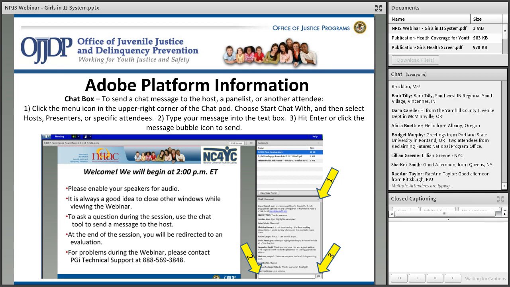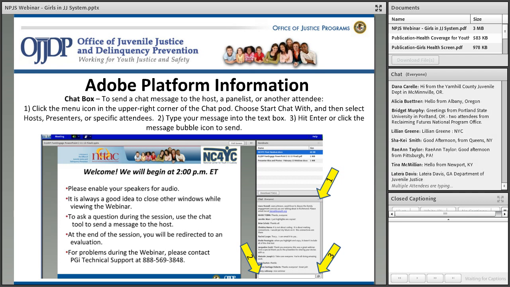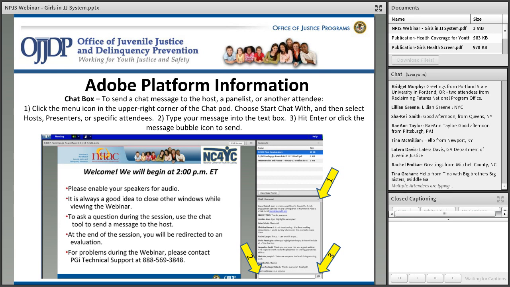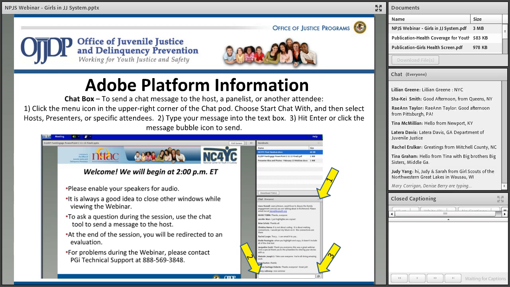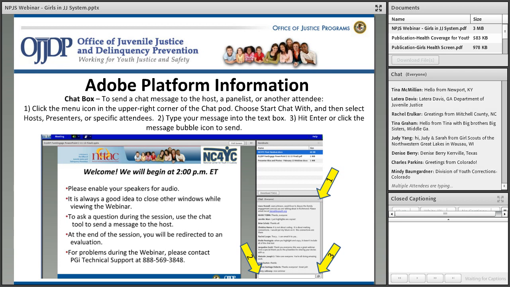I wanted to take a few minutes to discuss some of the Adobe Connect platform information. First of all, we have several documents available for download. You'll see that in the top right-hand corner of the screen. To download the documents, select the document and then click on Download File. Next, I also wanted to point out our chat feature, which it looks like many of you have already discovered. To type in a message, type it in and then hit the Enter button.